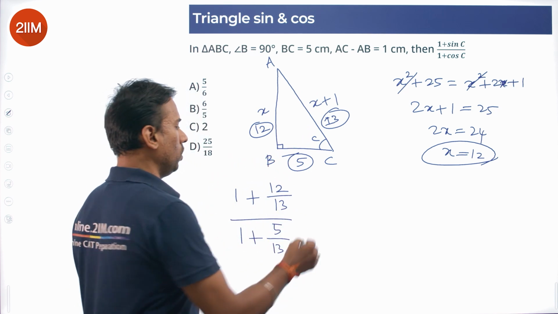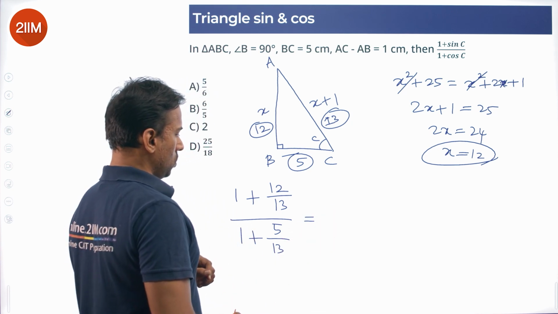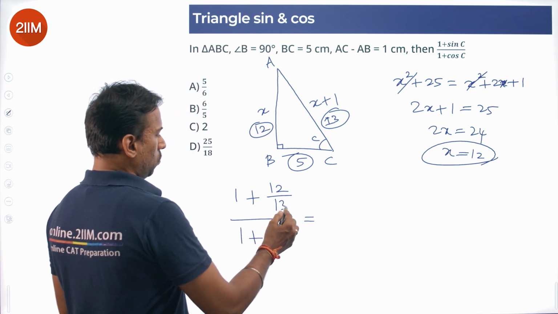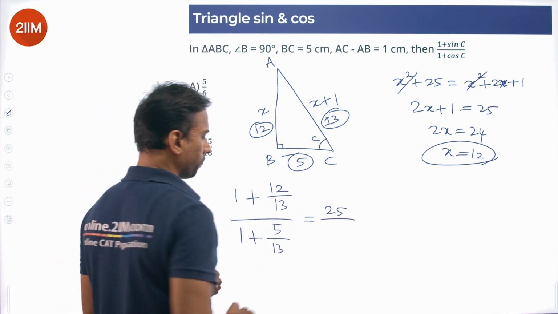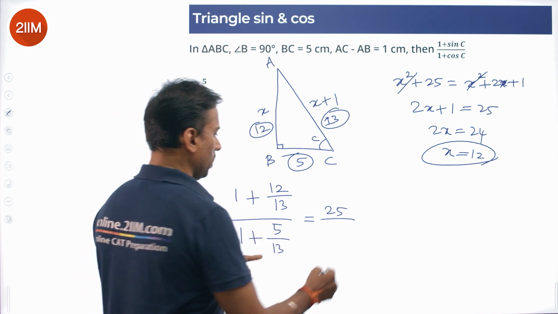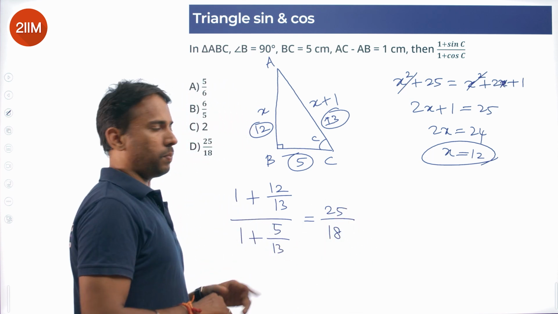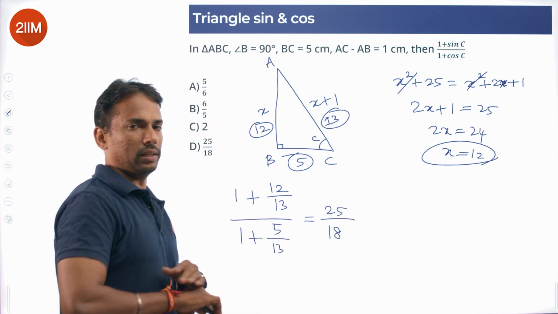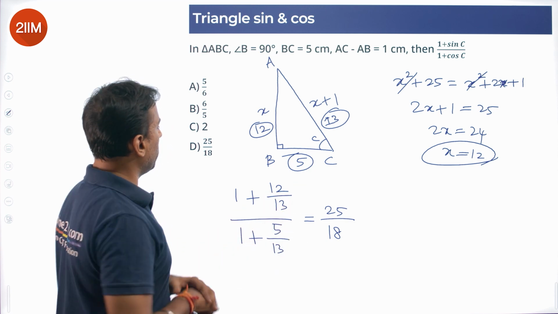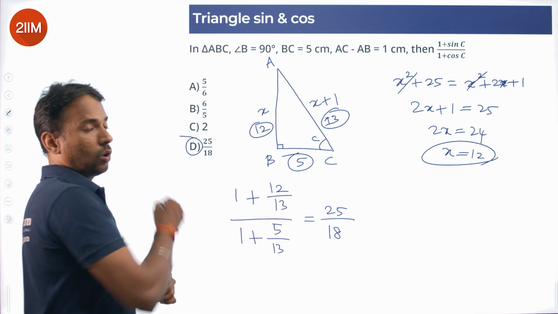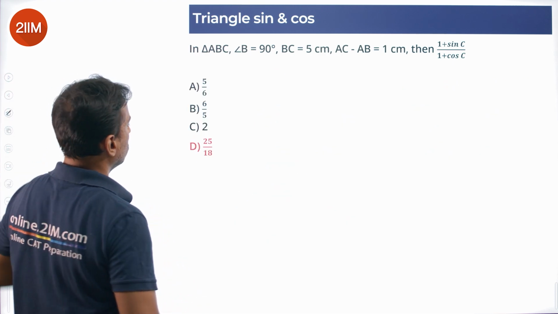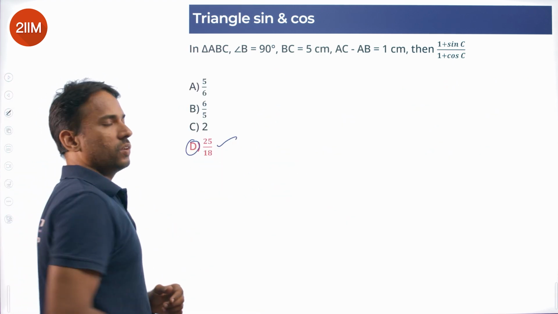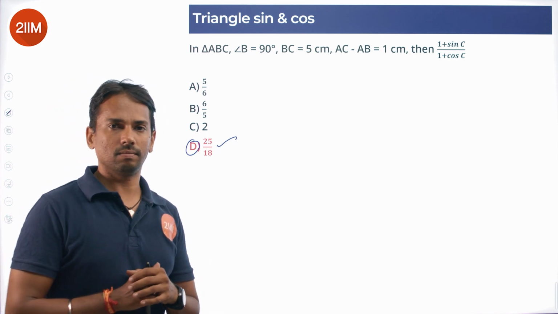So this is what we want. This will be equal to 1 plus 12 by 13, which is 13 plus 12, 25 by 13, divided by 1 plus 5 by 13, which is 13 plus 5, 18 by 13. So 25 by 13 by 18 by 13. The common denominator gets cancelled. So 25 by 18 should be the right answer, which is readily available at option D. So the answer has to be D. We'll check this. Yes, perfectly right, option D. 25 by 18 is the right answer.